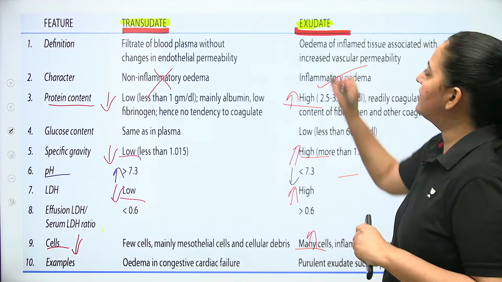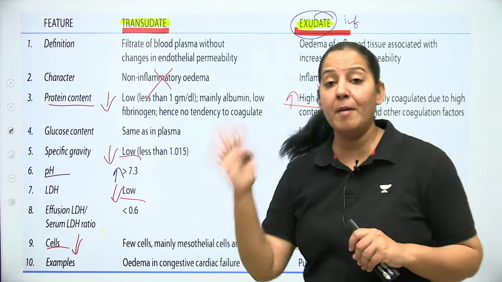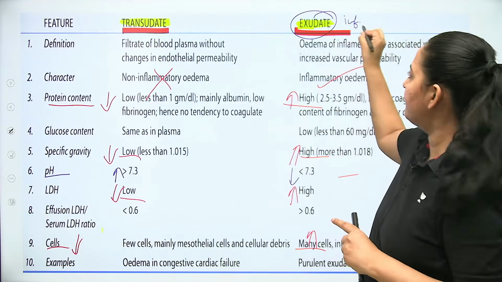And one more thing, this edema is inflammatory. When does inflammation happen? When bacteria come. So in the background, where is the bacteria present? Is the bacteria here or here? In inflammation we have bacteria.